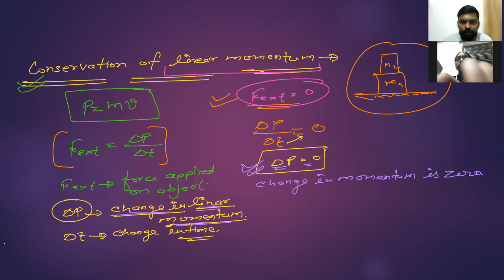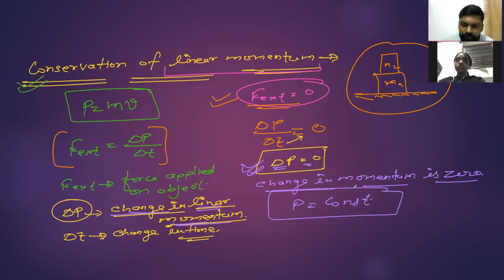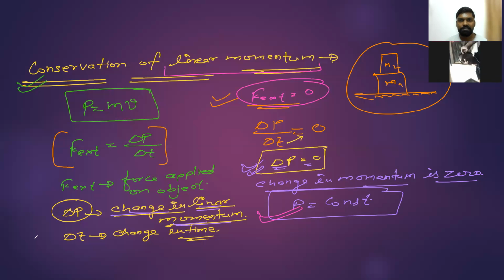No, sir. Okay. So delta P is equal to 0, which means the change in linear momentum is 0. So now P will be constant, and we can say that linear momentum is conserved. Conserved means anything that is not changing, or we can call it constant. Is it okay?